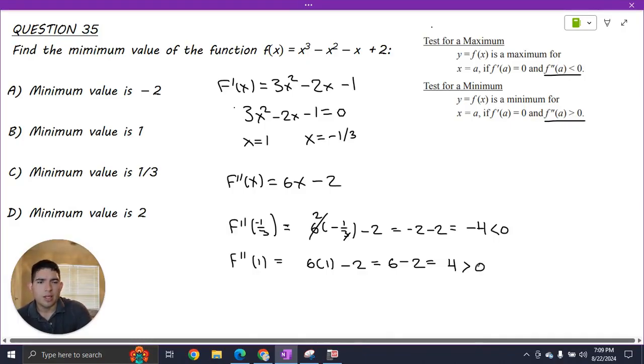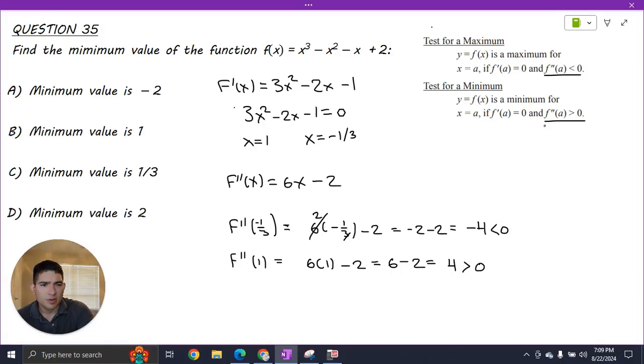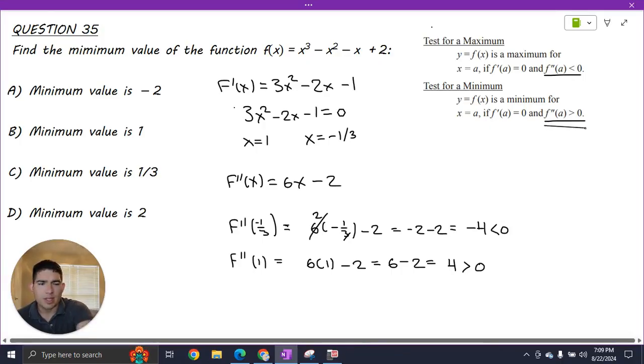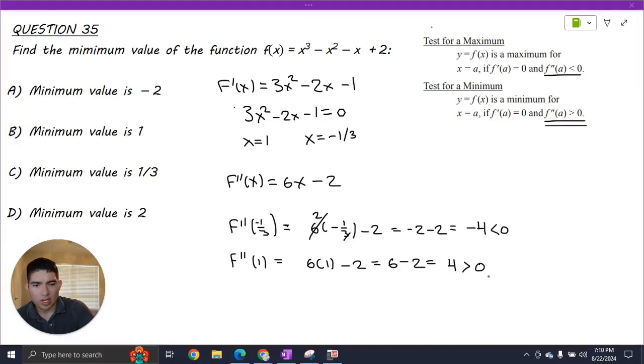And then if we look at the test for a minimum, the one that we're interested in is going to be the f double prime of a that gives us a value greater than 0. So like I mentioned, this is the one that gives us a value greater than 0. It is associated with the root at x equals 1. Therefore, we need to plug in x equals 1 into our original equation, and that'll give us our minimum value.